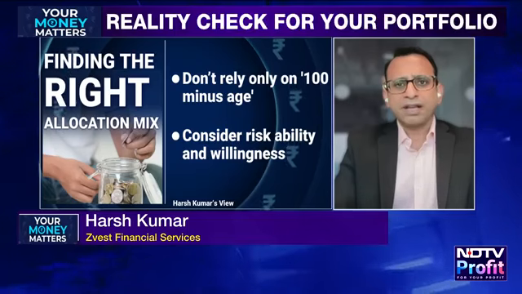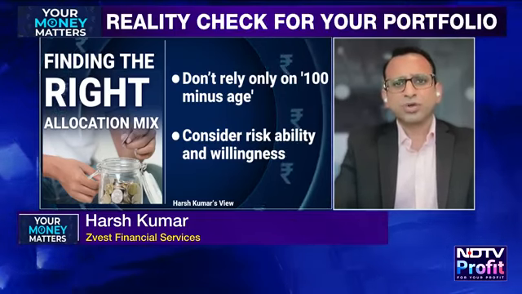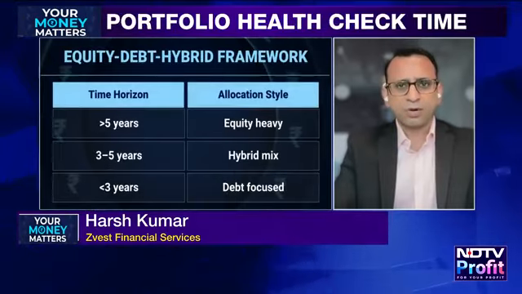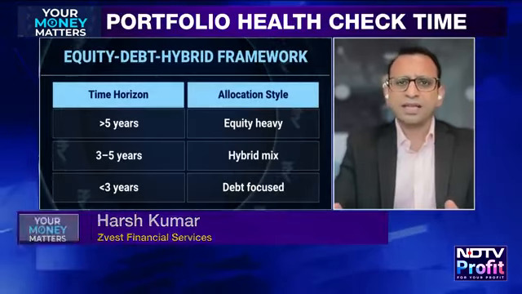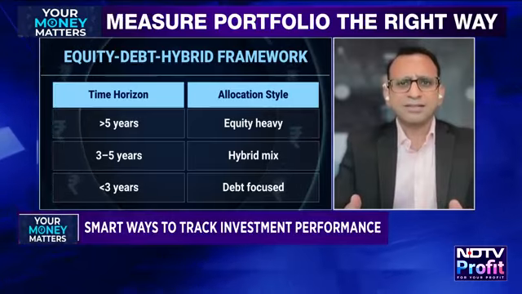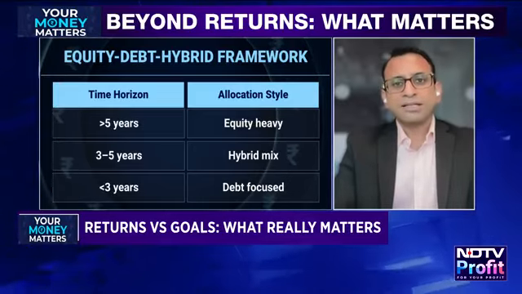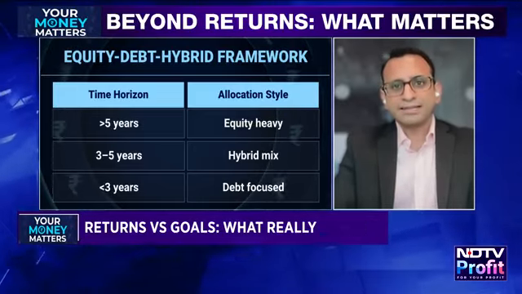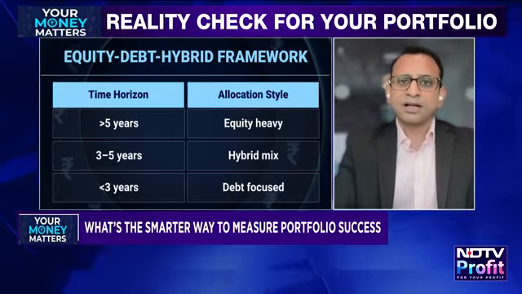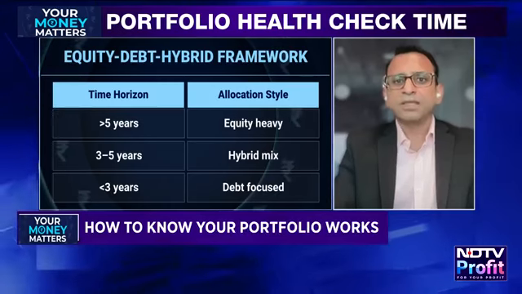So, for example, if one has ability and willingness to take risk on the higher side, and the holding period is more than 5 years, then the portfolio can be heavily skewed toward equity. If the time period is 3 to 5 years, then one can have a healthy mix of hybrid. If the time horizon is less than 3 years, then debt oriented funds can be a major part of the portfolio. On the other hand, if an individual has less ability and less willingness to take risk, irrespective of the time horizon, a debt portfolio or debt oriented scheme with hybrid should be the major allocation.